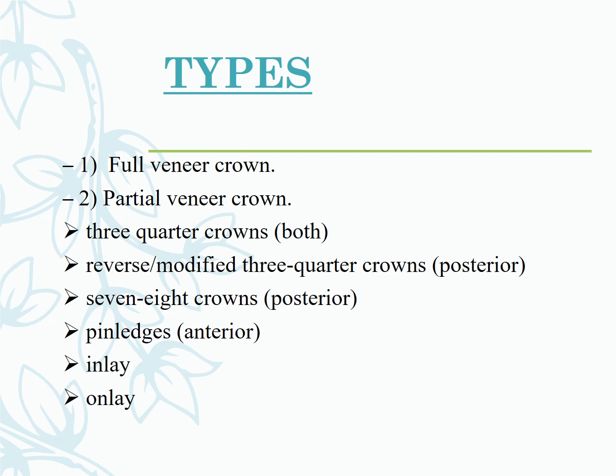So the types are full veneer crown and partial veneer crown. In partial, you have the three-quarter crown, which is for both posterior and anterior; the reverse or modified three-quarter crown, which is for posterior; the 7/8 crown for posterior; and the pinledge for anterior, inlay and onlay. These are not frequently used nowadays.